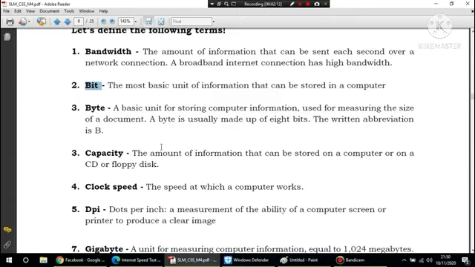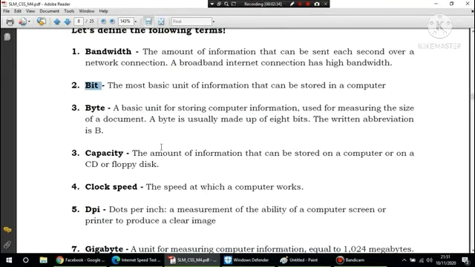Number 5, clock speed. The speed at which a computer works. So speed is how fast your computer is, gaano ba kabilis ang iyong computer. So yun yung clock speed. It measures the speed. Next is DPI.